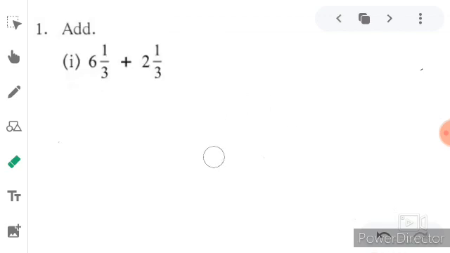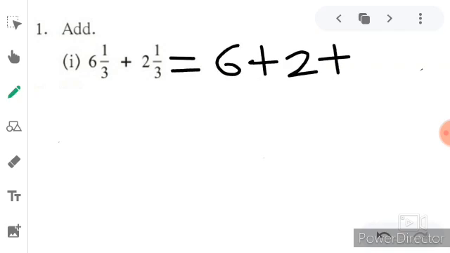Let's solve first by the first method and then we will see the next method. So let's see the examples of how we can add the numbers. Here is the example. Now students, what is the first step? The first step is that you will have to differentiate or split the number. You will have to take the whole numbers at one side and the fractions at another side. So here 6 plus 2, plus 1 upon 3 plus 1 upon 3.